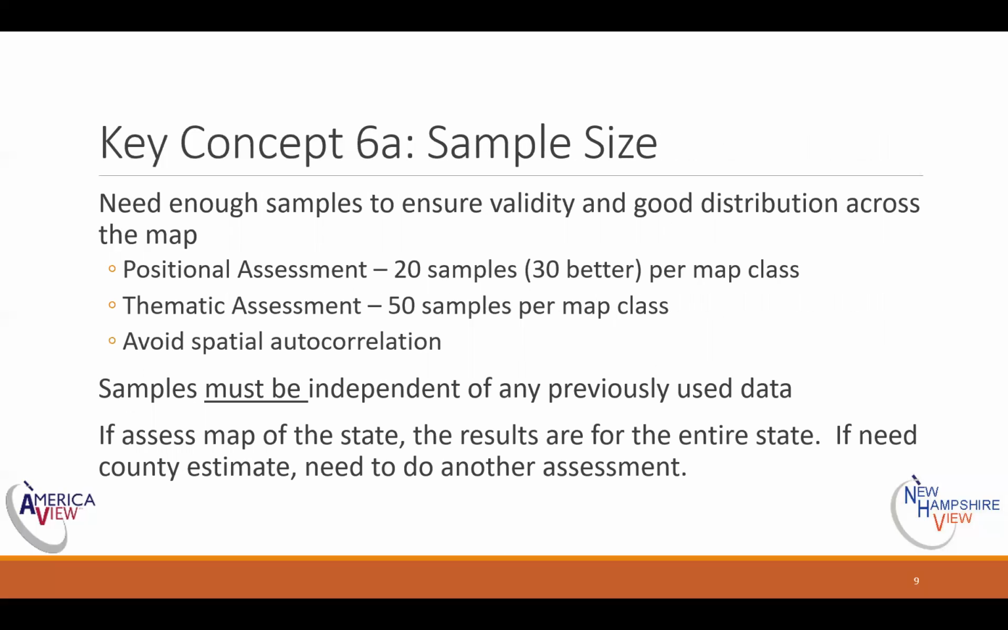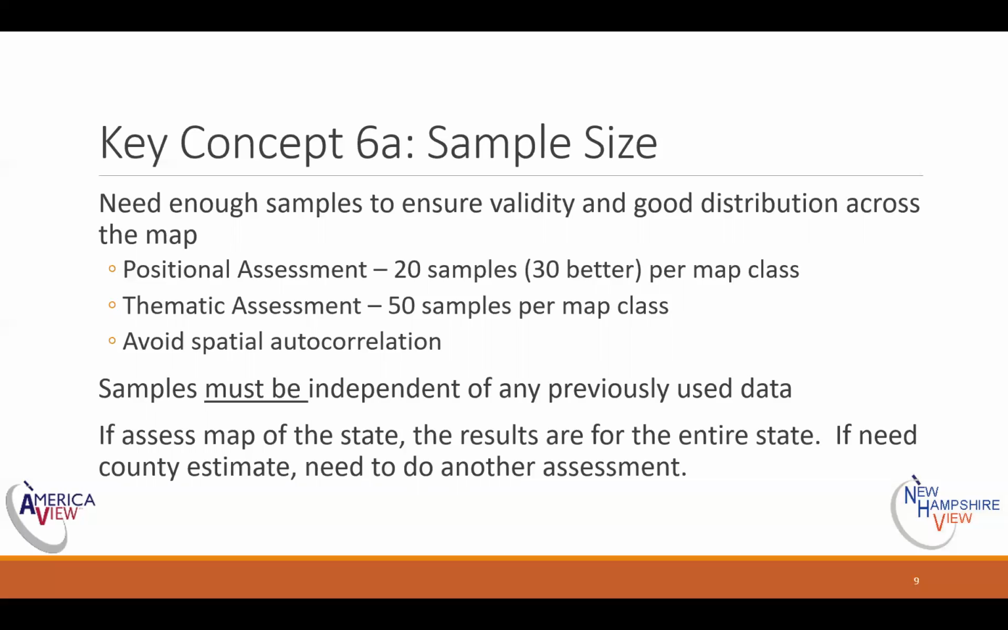For positional accuracy assessment, the standard NSSDA, the National Standard for Spatial Data Accuracy, says we need 20 samples, but 30 is far better if you can do that. Okay, so 30 or 20 samples per map class. Okay, and when you get to thematic accuracy assessment, it actually is more rigorous. You need 50 samples or so per map class. And you want to avoid this concept called spatial autocorrelation, which we'll define shortly.